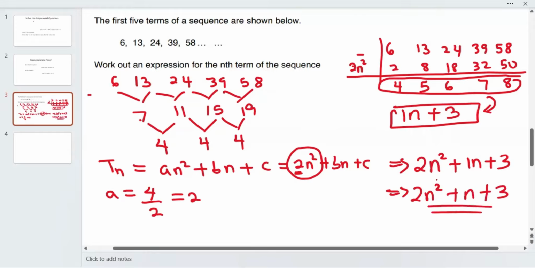Now let's confirm if our answer is correct. So if we do 1 squared is 1, times 2, that is 2. 2 plus 1 is 3. 3 plus 3, that is 6. Let's do for when n is 2. 2 squared is 4. 4 times 2 is 8. 8 plus 2 is 10. 10 plus 3 is 13. Let's do for when n is 3. 3 squared is 9. 9 times 2 is 18. 18 plus 3 is 21. 21 plus 3 is 24. So if we continue in that order, we'll see that we get all the terms of our sequence.